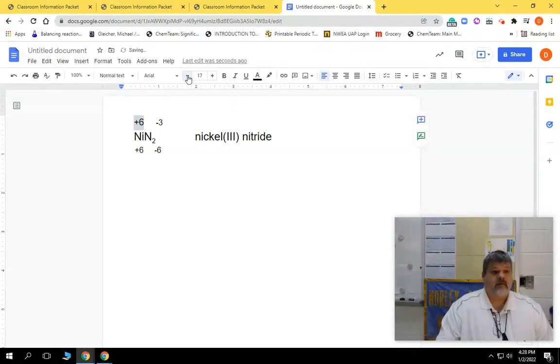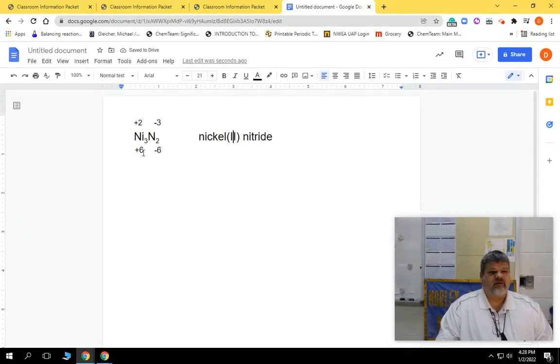And that means that this number here changes to a Roman numeral 6, which is VI. So it'll be nickel 6 nitride. Now, if I put a 3 right here, I would divide my 6 by 3, which means this would be a 2, and I would change this back to a Roman numeral 2. And again, that's how we do type 1s.